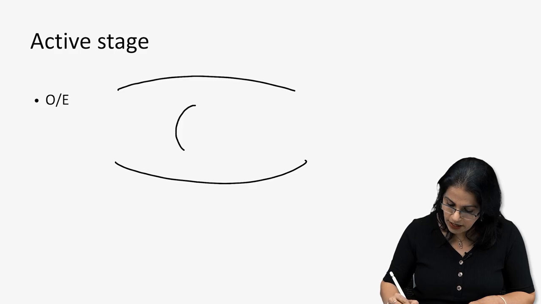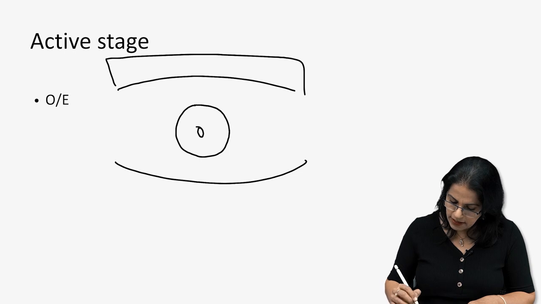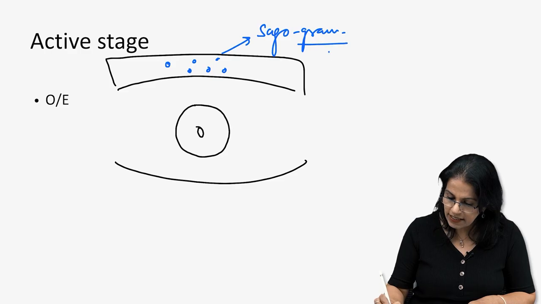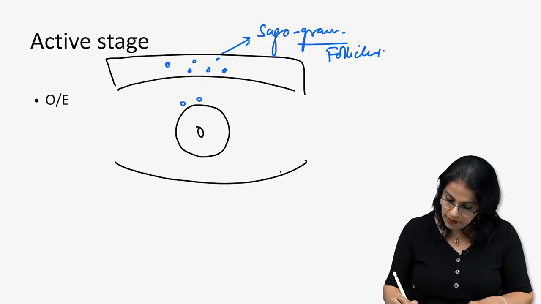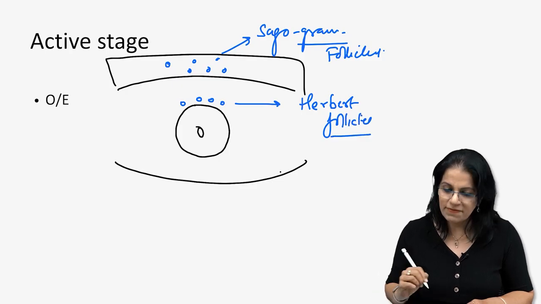What are you getting in the patient? We get, just now we learned, sago grain-like follicles in the upper palpebral conjunctiva. All of you make the diagram, sago grain-like follicles in the upper palpebral conjunctiva. We get the same follicles at the upper limbus, and the ones at the upper limbus are called Herbert follicles. This is what Herbert follicles are.